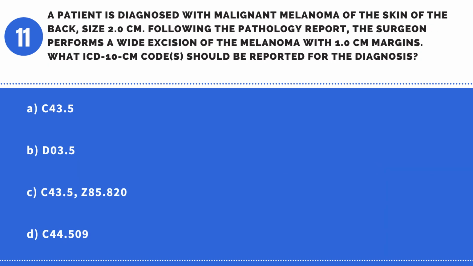Question 11. A patient is diagnosed with malignant melanoma of the skin of the back, size 2.0 centimeters. Following the pathology report, the surgeon performs a wide excision of the melanoma with 1 centimeter margins. What ICD-10-CM code should be reported for the diagnosis? A. C43.5. B. D03.5. C. C43.5, Z85.820. D. C44.509.